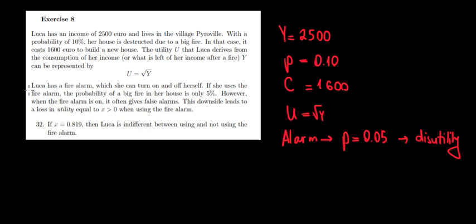Let's have a look at exercise 8 in this video. So what do we have here? We have Luca, who has an income of 2,500 euros. He lives in a village. Now, with the probability of 10%, his house can be destroyed by a big fire. In that case, it costs him 1,600 euros to build a new house.